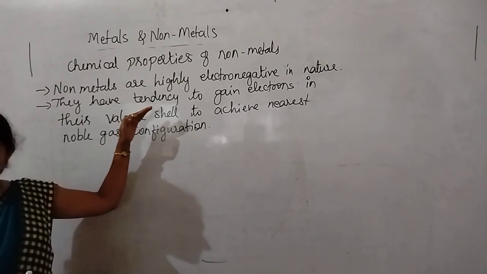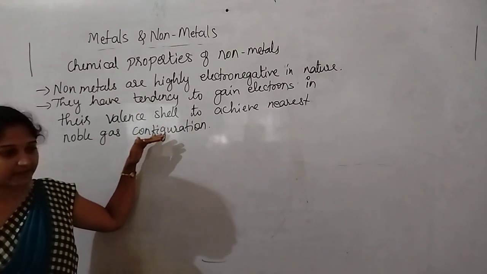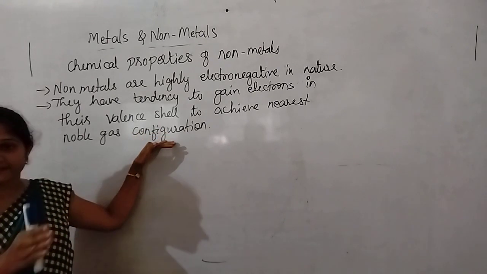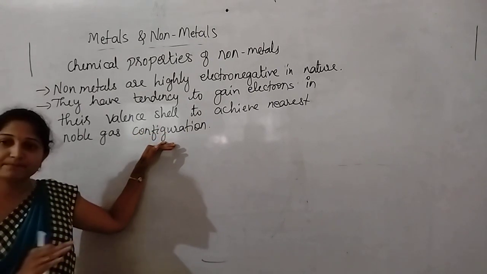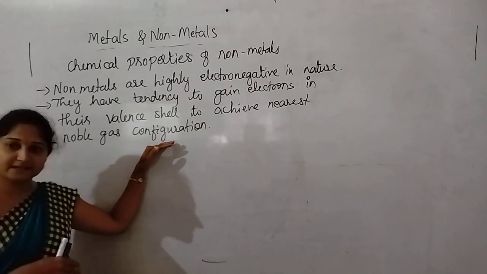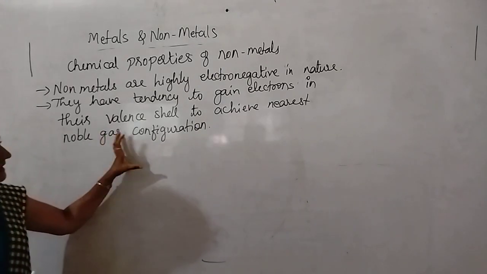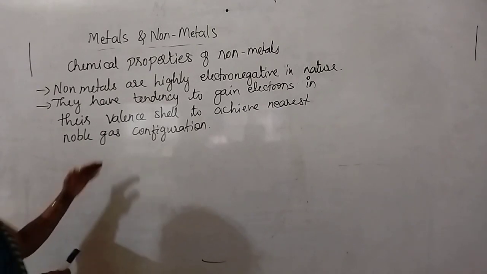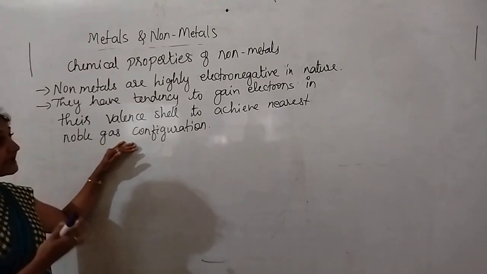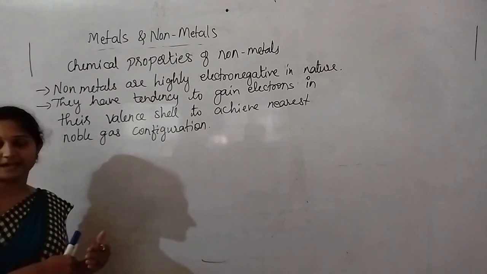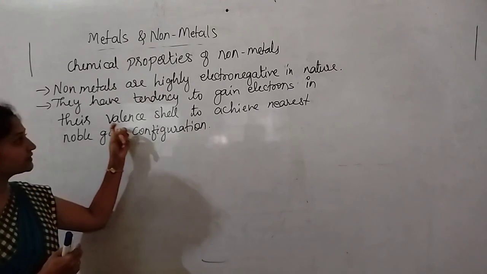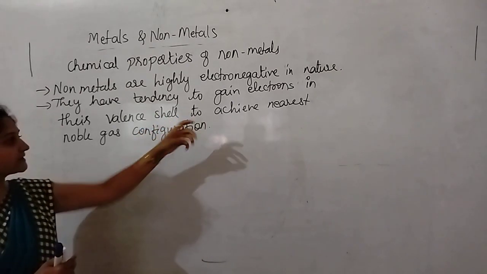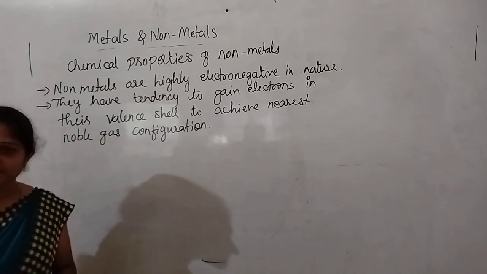Some more examples of non-metals: almost the 14th group elements, halogens, 13th group. The p-block elements contain metals, non-metals and metalloids. Here the non-metals are usually phosphorus, carbon, sulfur. These non-metals are reactive and electronegative because they gain electrons in the valence shell to achieve the nearest noble gas configuration.